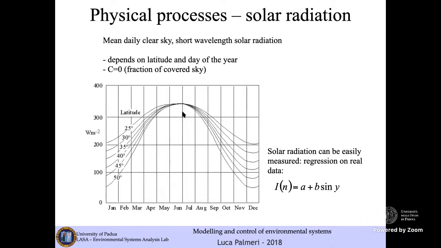daylight of the year. Of course, these calculations are made by assuming a mean daily clear sky, short wavelength solar radiation. Of course, it depends on the latitude and day of the year, and we are assuming here that the fraction of covered sky, C, is equal to 0.